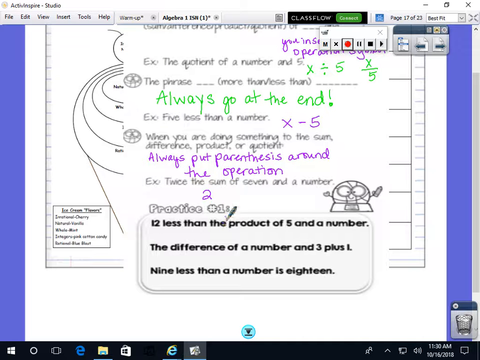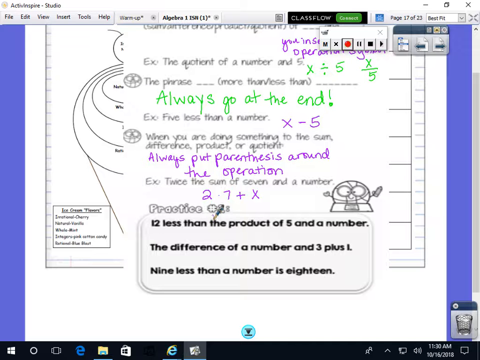The sum, which is what operation? Addition. And what are you adding? 7 and a number. Okay, well, are we just doing twice 7? Do we just put multiplication right here and multiply 2 times 7 and then put x? What are we actually twicing? What are we multiplying by 2?